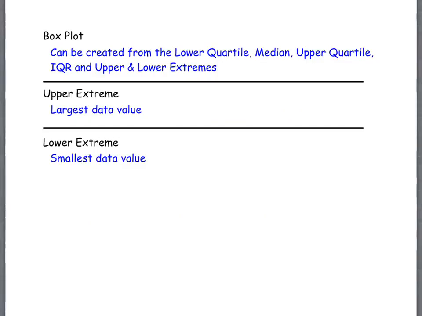We can use those pieces of information along with 2 more pieces of information to create what's called a box plot. Sometimes they're called box and whisker plots. If you've seen them before, that might sound familiar too. You use the lower quartile, the median, and the upper quartile. And then you also use the upper extreme and the lower extreme. And the upper extreme and lower extreme are just the largest and smallest values. Okay, so it's like what we would have used if we found range. We found the highest value and we found the lowest value.